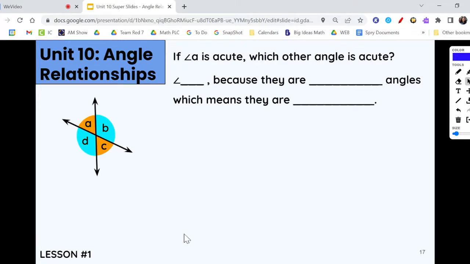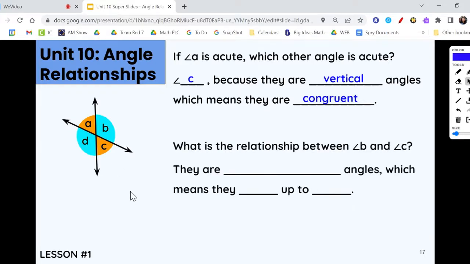Okay. If angle A is acute, which other angle is acute? Well, if angle A is acute, the other angle that would have to be acute is angle C, because they are which kind of angles? Vertical angles, which means they are the same. What's the word for the same in geometry? Congruent. If angle A is acute, angle C is acute because they are vertical angles, which means they are congruent.